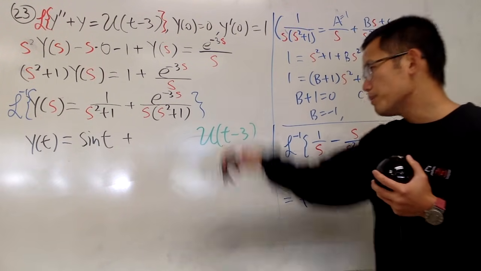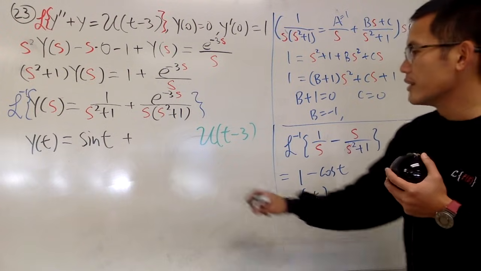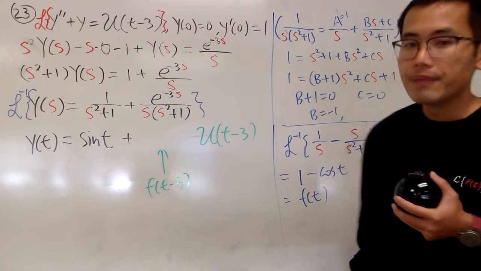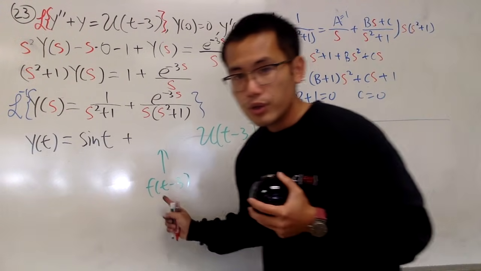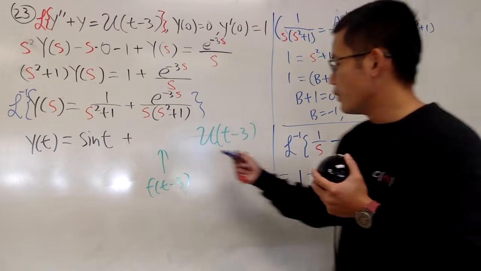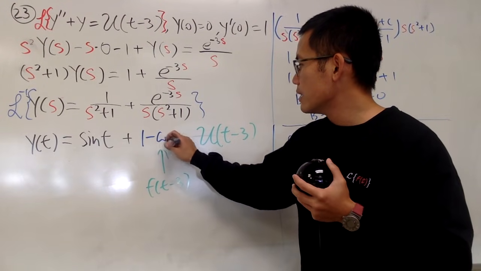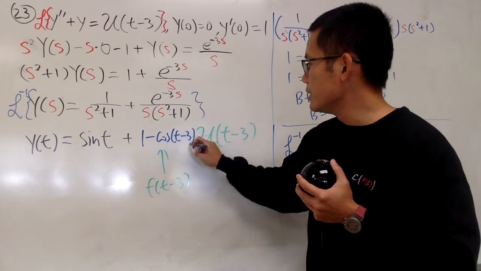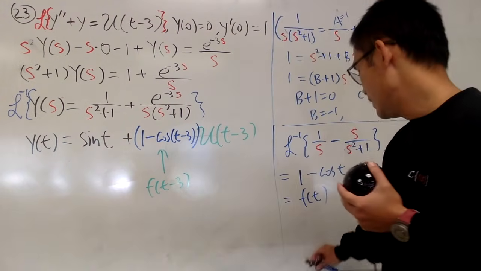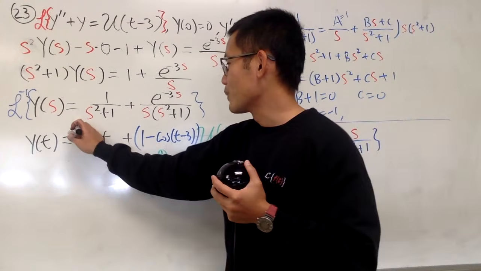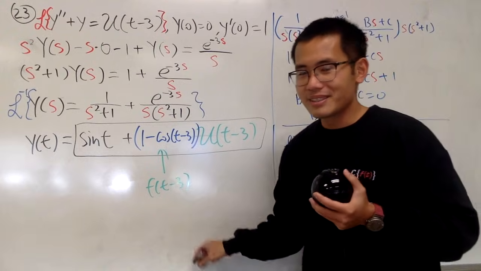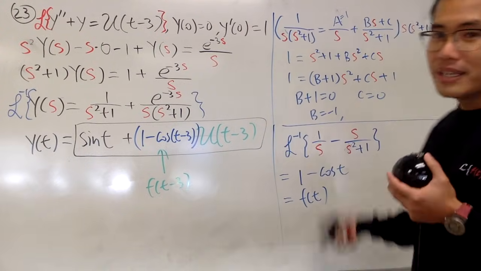When we go back, this portion has to be f of t minus 3, so be sure you put the t minus 3 into this t. So we get 1 minus cosine of t minus 3. That's the answer. It wasn't the worst one. The worst one was the one we struggled with because of the partial fractions. But this right here is it.